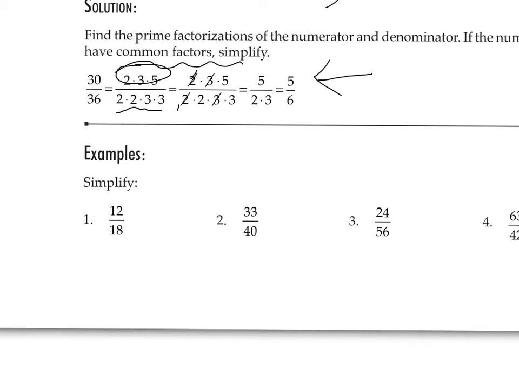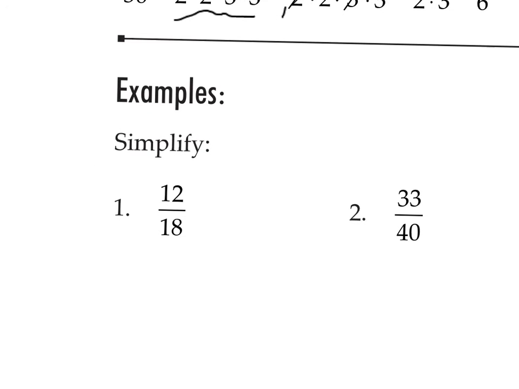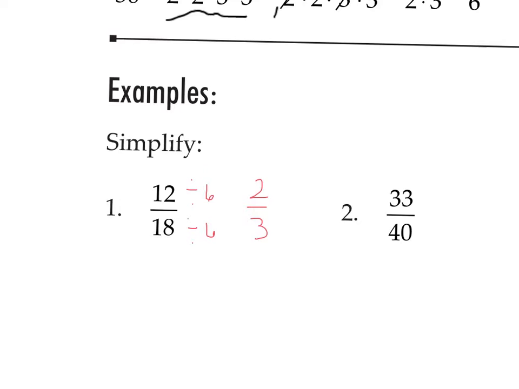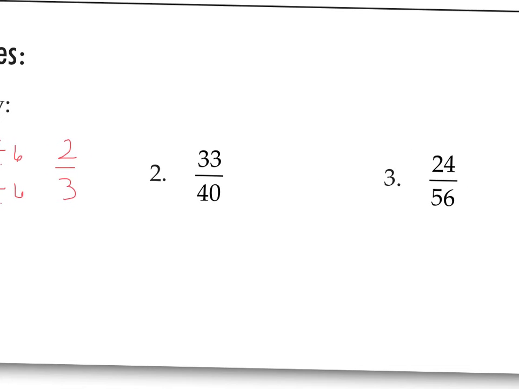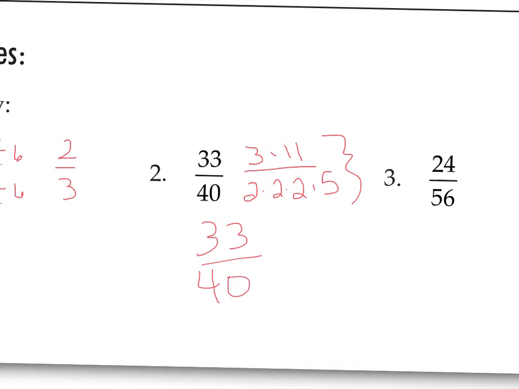So we're going to practice reducing a little bit. If we reduce 12 over 18, we can divide both of those by 6. They're both divisible by 6. We get 2 over 3. 33 over 40. If you know these numbers, you will see that 33 is 3 times 11, and 40 is 2 times 2 times 2 times 5, and there are no common factors. So 33 over 40 is already reduced because there are no common factors that can reduce there.